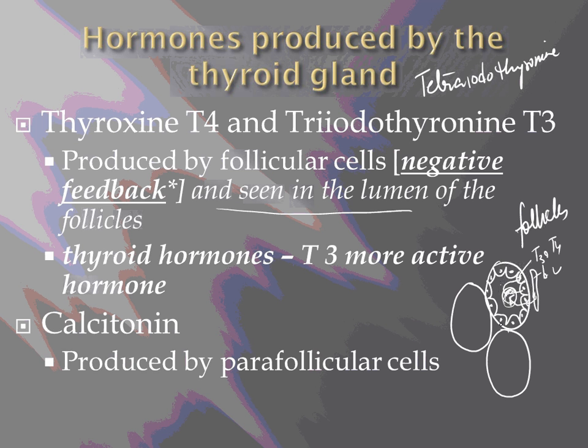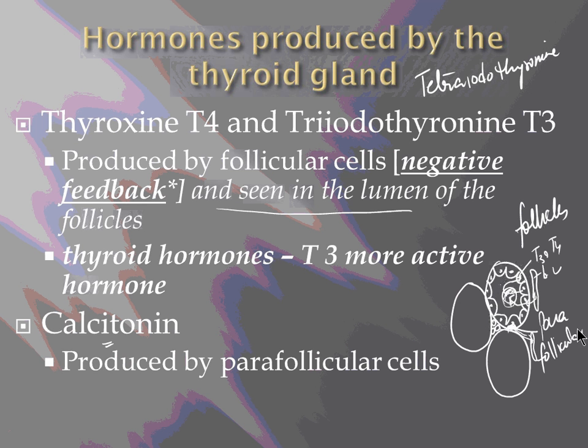Next to the follicles, you have cells which are on the side of the follicles, or they may be present right next to the basement membrane here. These cells are known as parafollicular cells, the word para meaning by the side of. These parafollicular cells produce this other hormone which is called calcitonin. Calcitonin does not go into the lumen of the follicles. Instead, it is secreted directly into a blood vessel.